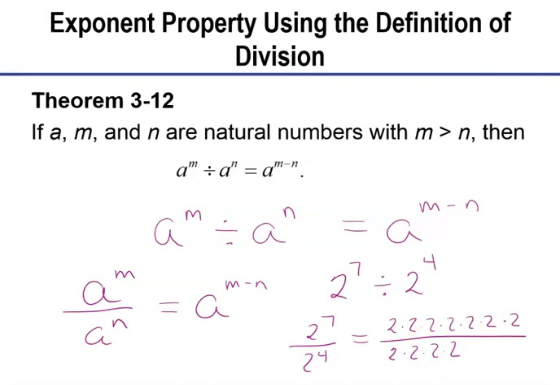Now, if you'll notice, 2 divided by 2 is 1. This 2 divided by this 2 is 1. This 2 divided by this 2 is 1. This 2 divided by this 2 is 1. What does that leave me, y'all? Well, it leaves me 2 times 2 times 2, which is 2 to the 3rd power, which is just essentially 7 minus 4. When you divide, you subtract exponents. As a reminder, when you multiply, you add exponents. And there's that relationship again between multiplication and addition and division and subtraction.